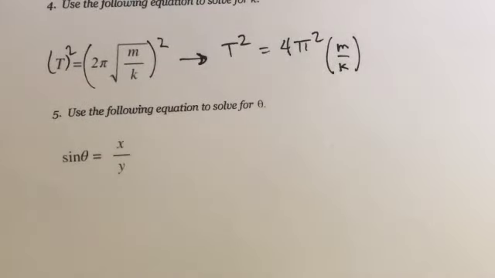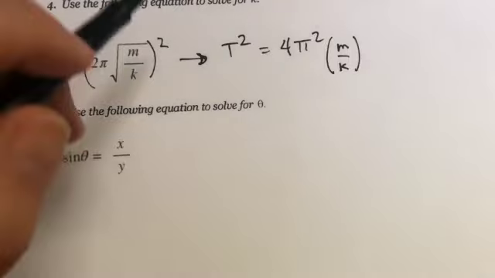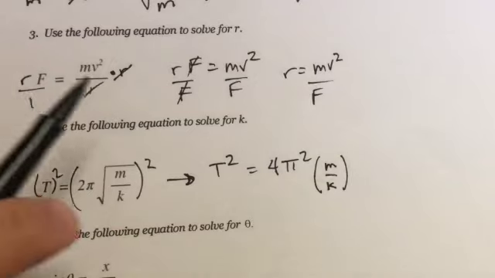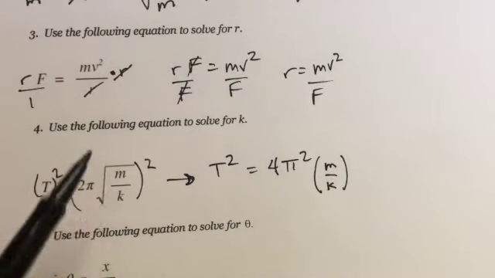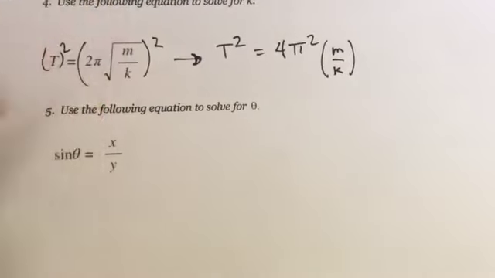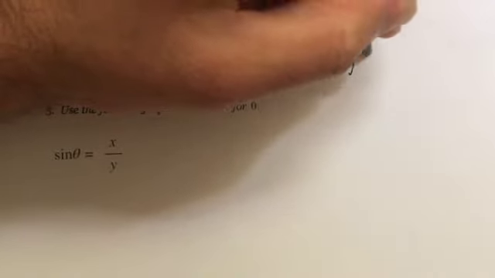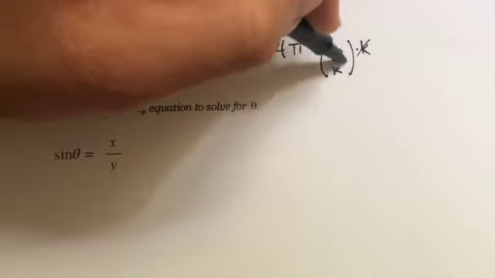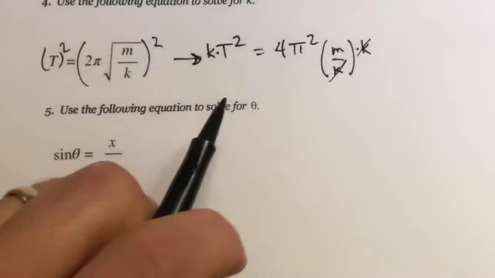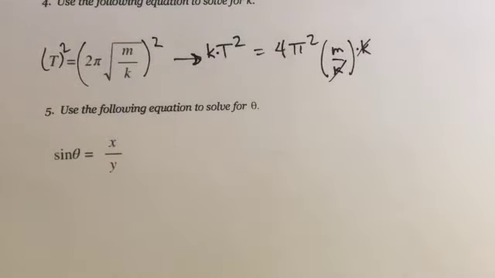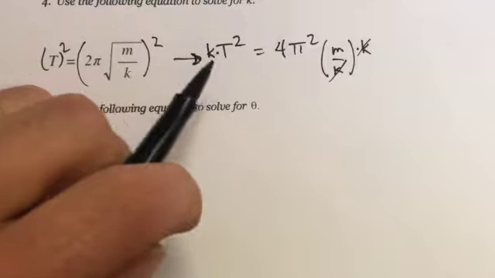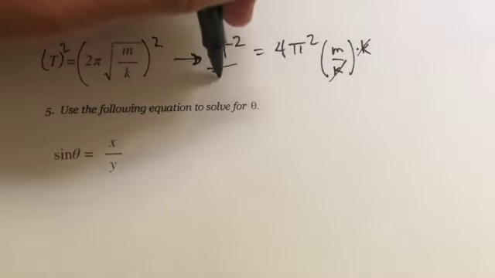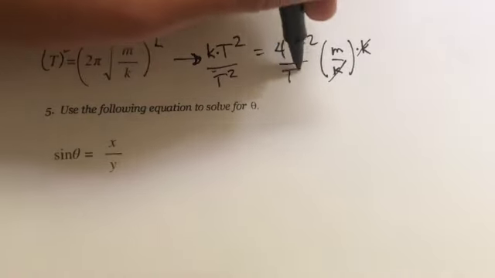Right? Now, again, I want k to be up on top, and I'm going to do the same thing I did in the previous problem when I wanted r to move to the top. I'm going to multiply both sides by k. So multiply k here and k here. And here I've got k over k, so that will cancel out. Now I've got kT squared equals 4 pi squared m. All right, again, let's get rid of that T squared. It's being multiplied, so do the opposite. That goes over T squared.